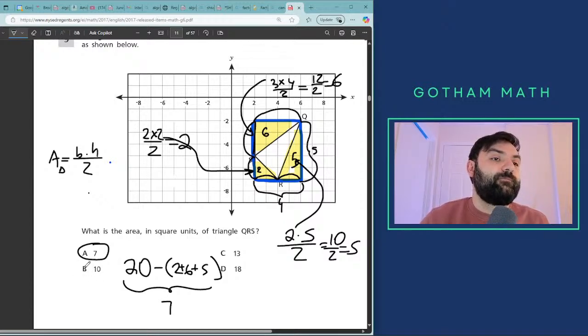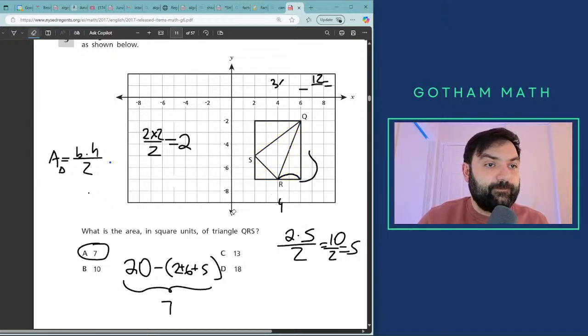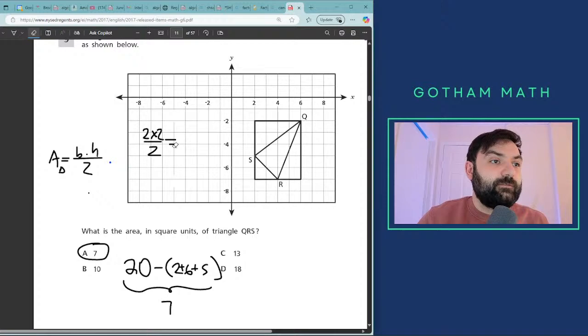So now let me highlight it quickly. Basically, the idea is that, let me erase everything. What's the main idea here? The main idea here is that it's hard or almost impossible to find the area of a triangle that's in a weird position like that, that doesn't have a clear base, clear height, right?